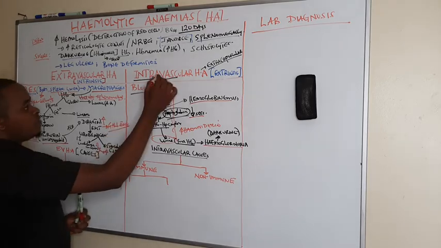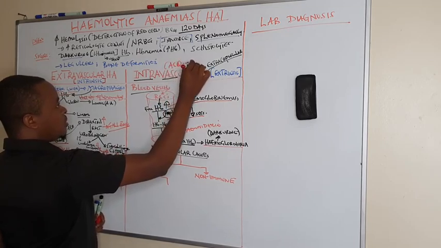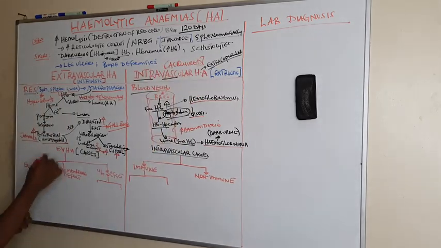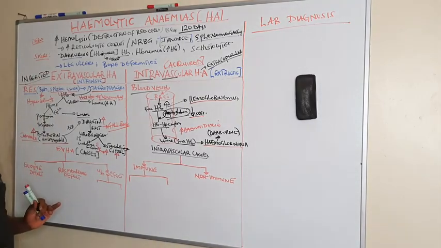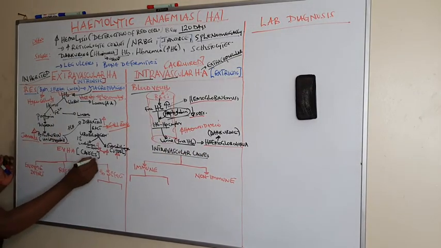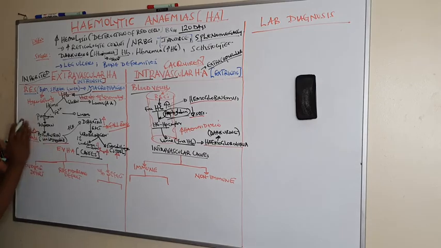And this type of anemia is acquired. The mode of this is acquired, whereas the mode of the other is genetic. This one is inherited. Extravascular causes are inherited, or you can say they are genetic. So after seeing this pathophysiology, now let us look at the causes. This leads us to causes of extravascular hemolytic anemias.